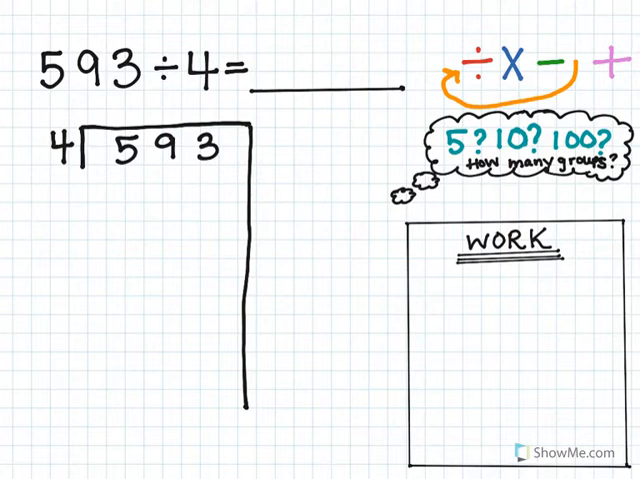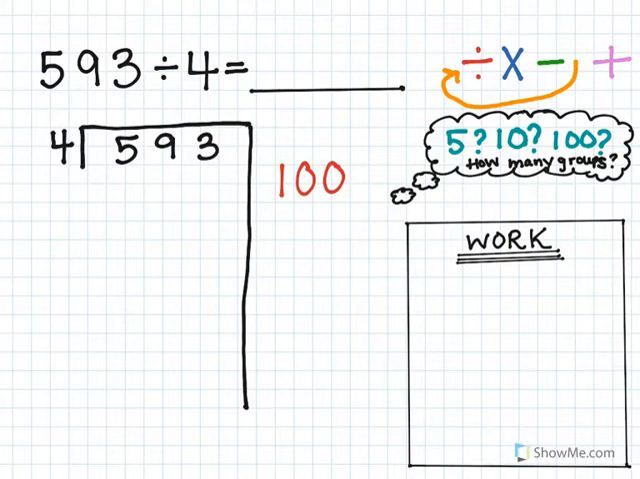So I always like to have a thought bubble. I'm going to think about how many groups of 4 I should use to get as close to my dividend of 593 as I can. So should I use 5 groups of 4, 10 groups of 4, or 100 groups of 4? I'm going to use 100 groups of 4 because that's 400, and that's going to get me really close. So I'm going to write 100 on the right side of my division bar as my first partial quotient.